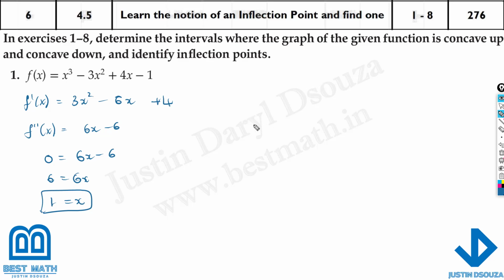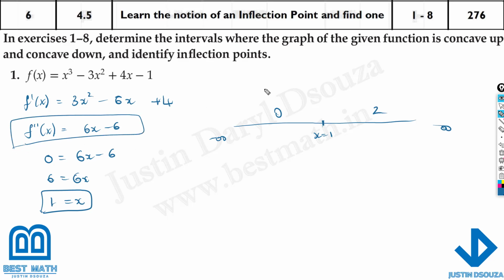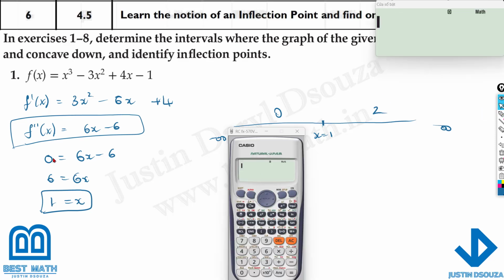But if you want to know the concavity, imagine this is the graph. x is equal to 1. Let me take it over here, from minus infinity to infinity. Let us take a test point less than 1, I'll take it as 0, and more than 1, I'll take it as 2. This double derivative equation must be used in the calculator to check what is happening. Here I'll just type this double derivative equation, that's 6x minus 6. If you're wondering how to solve this in the calculator, you press equal to 0, then shift and solve. If you press equal to, the answer is 1.